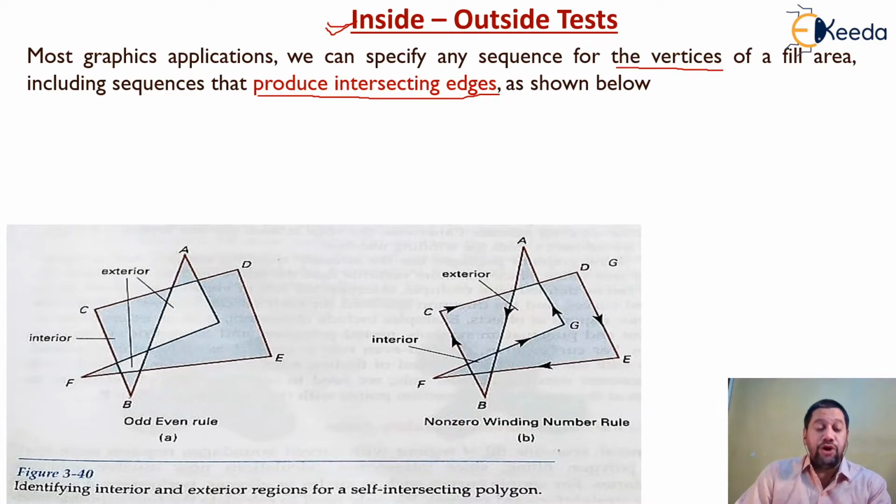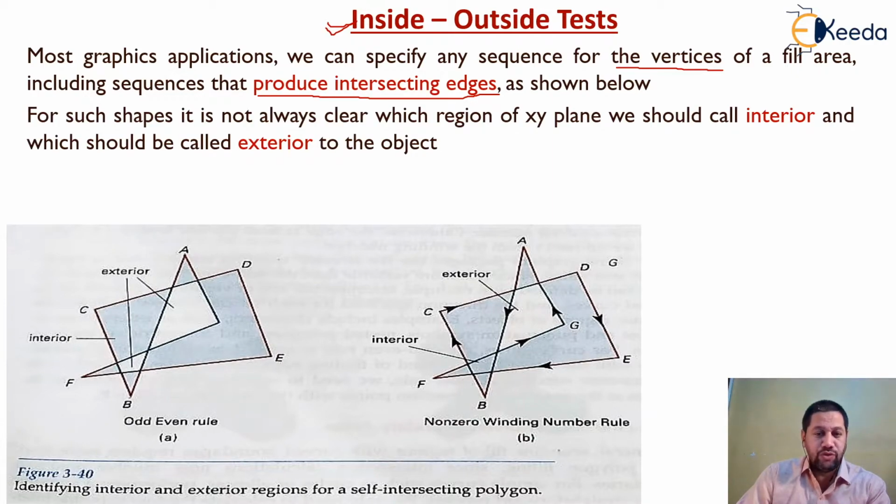That is going to produce intersecting edges, means inside the polygon, the edges are intersecting with each other. So I call these not standard polygons. These are complicated polygons, or complex polygons. That's why I say complex polygons, as shown below. Just look at this diagram. I want everyone to look at the diagram.